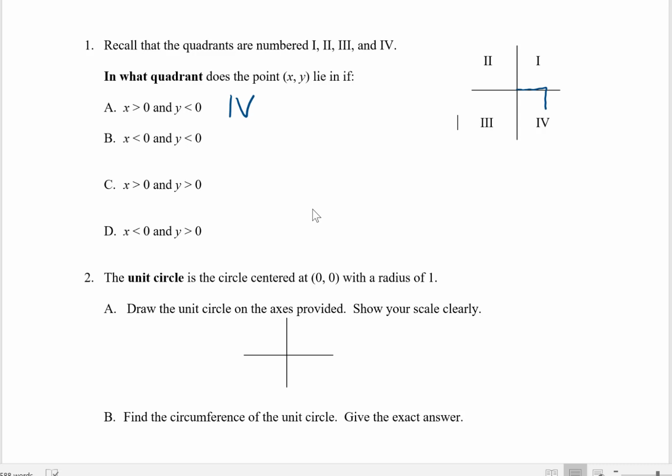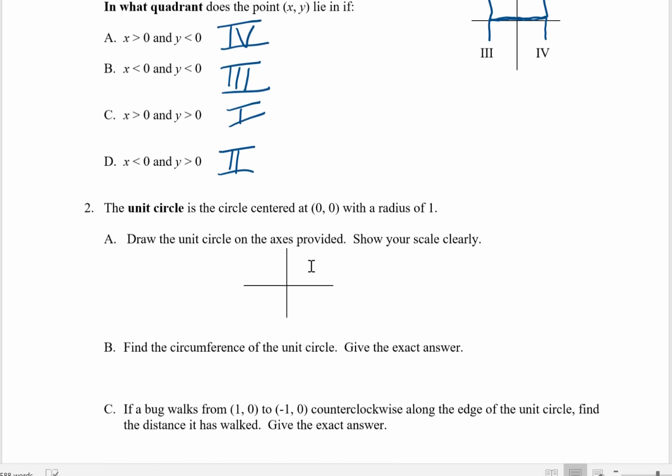If both x and y are negative, that'd be left and down, so quadrant 3. If both x and y are positive, of course, that's quadrant 1. And that leaves me x is negative, that'd be left followed by up for y is positive, and that would be quadrant 2. Problem number 2.